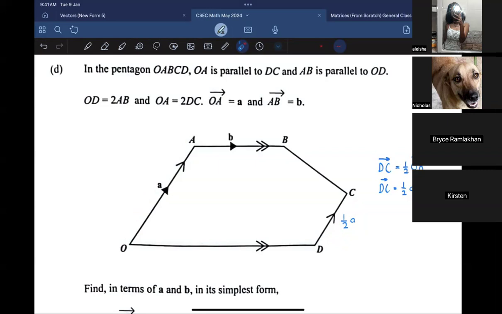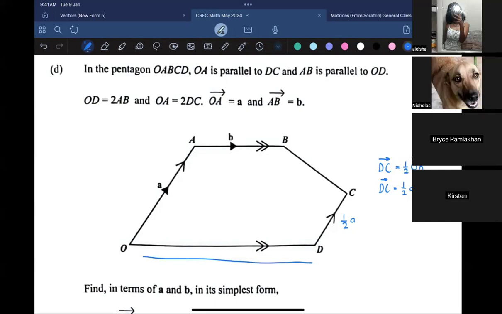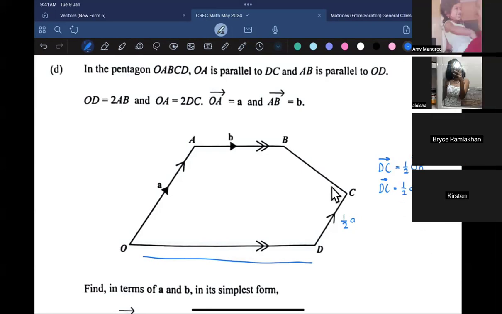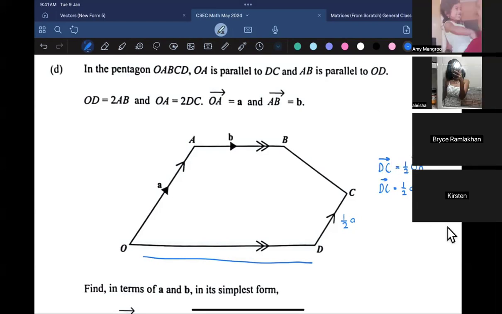Let me call on somebody else now. Who wants to volunteer? I want to figure out what this vector is. Who wants to help me with that? Me and Haley can help you. All right, no problem. Let me hear. Bryce and Haley, look at you. Haley, how you doing, man?